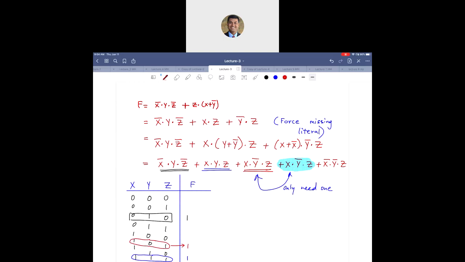Next, 0, 0, 1. All the others are going to be having a value of 0. That fills out the truth table.